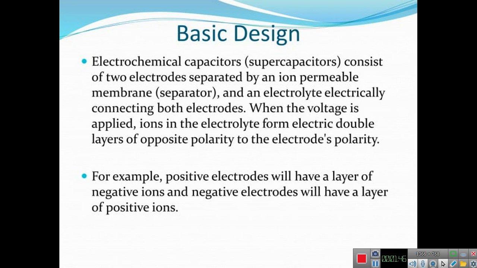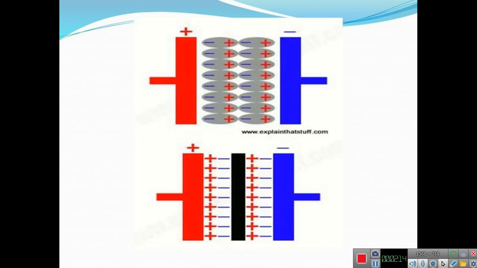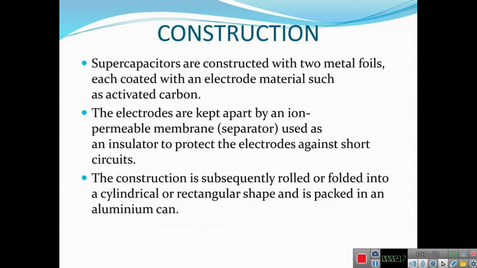So, the basic design. Electrochemical capacitors or supercapacitors consist of two electrodes separated by an ion permeable membrane as a separator, and an electrolyte electrically connecting both electrodes. When the voltage is applied, ions in the electrolyte form electric double layers of opposite polarity to the electrode's polarity. For example, positive electrodes will have a layer of negative ions and negative electrodes will have a layer of positive ions. And this is the example.